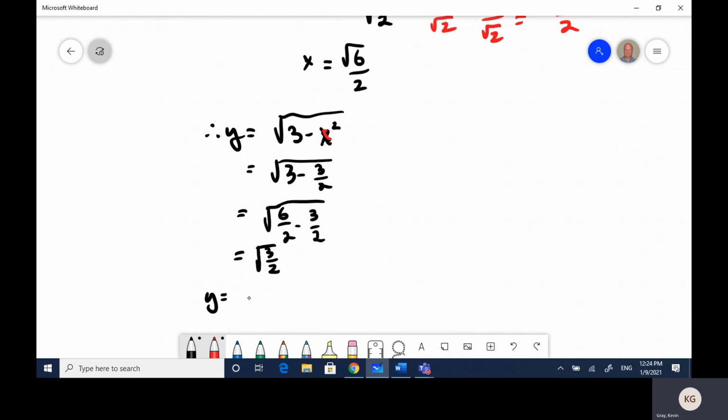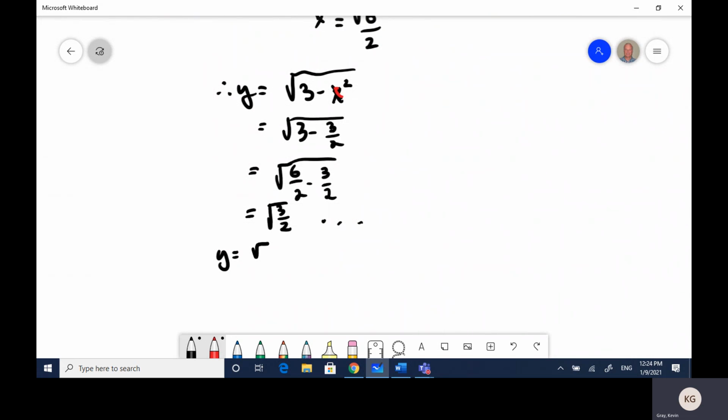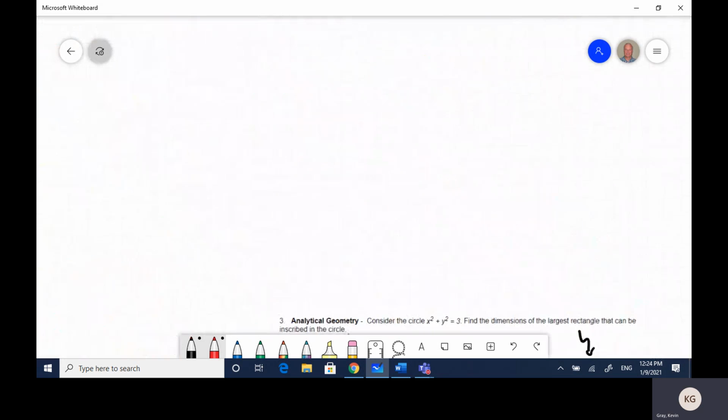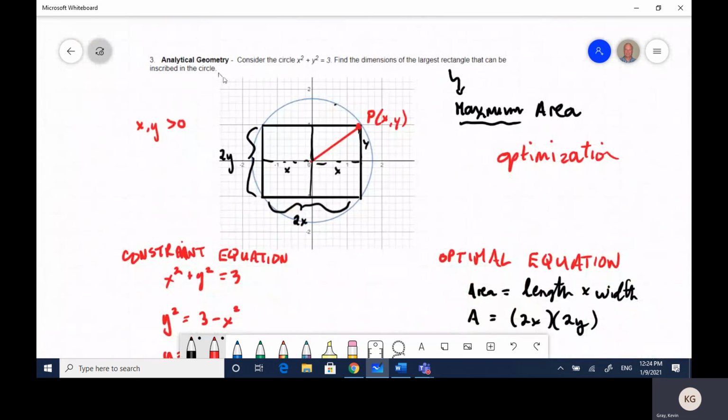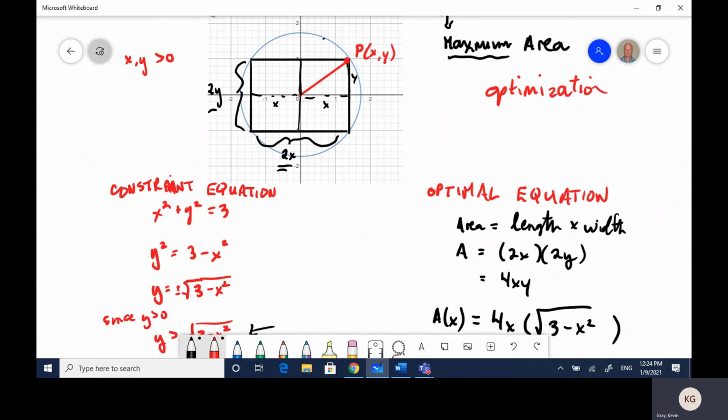So y, going through that same process, look here, that's the same as x. So it just turns out that y is also root 6 over 2. Okay, so basically, back to my original diagram here, that's what we found. We found x to be root 6 over 2 and y to be root 6 over 2. So clearly, this inscribed rectangle is in fact a square. x and y both have the same dimensions. These dimensions are 2x and 2y.